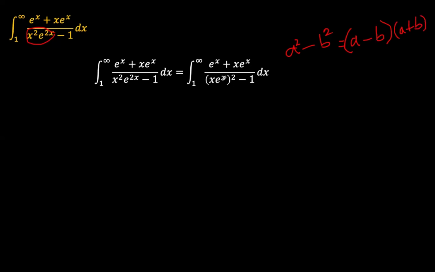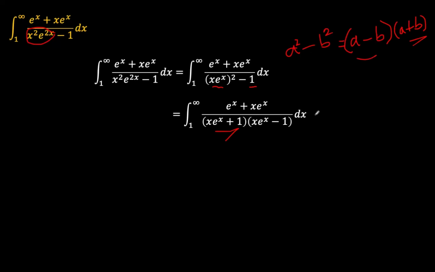So this difference of two squares, a squared is this term here, and b squared is 1 squared here. So we can now express this as e to the power x plus x times e to the power x over x times e to the power x plus 1, the sum part here, and times x times e to the power x minus 1, and that is this, right?